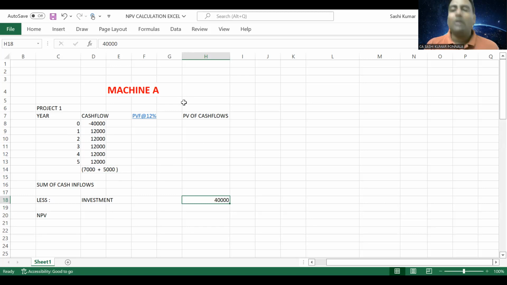And here, what is 12%? If 40,000 is not invested on this machine, I have an alternative where I can make investment in the share market where I'm going to get a 12% rate of return. So to purchase the machine, I have to withdraw my investment from the stock market. That means I'm losing 12% return there. So this 12% becomes opportunity cost.